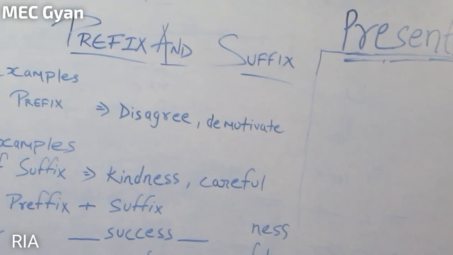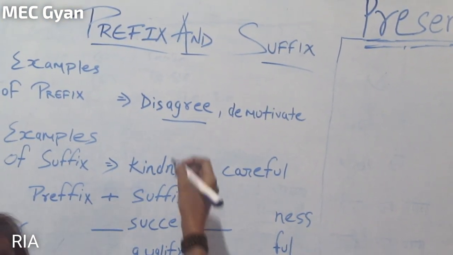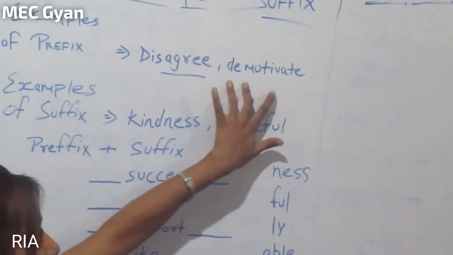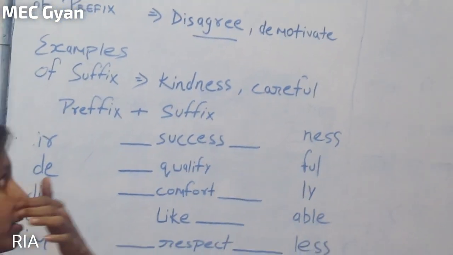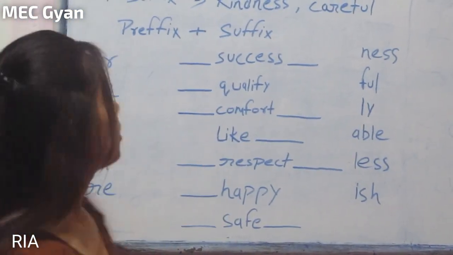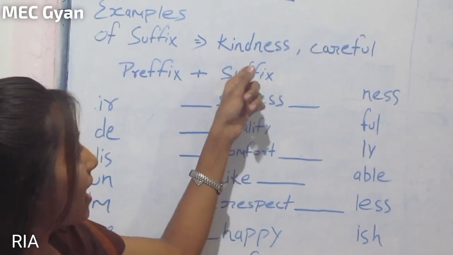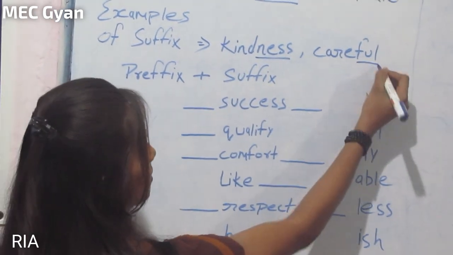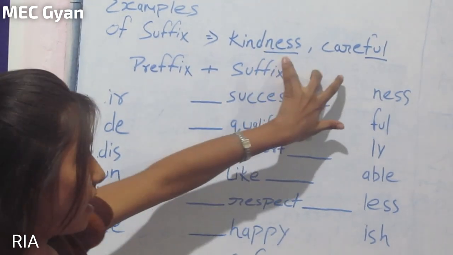In this, we can see that disagree means it changes the meaning of the word. Or in this example, it also changes the meaning of the word motivate. If we add dis, then the meaning will change. Here are two more examples: you can see kindness and careful. So ness is a suffix, and here full is a suffix, and it changes the meaning of that word, but it is added at the end of a word.